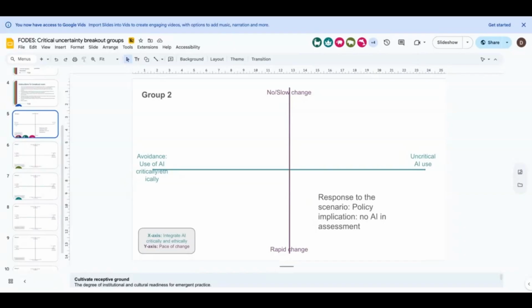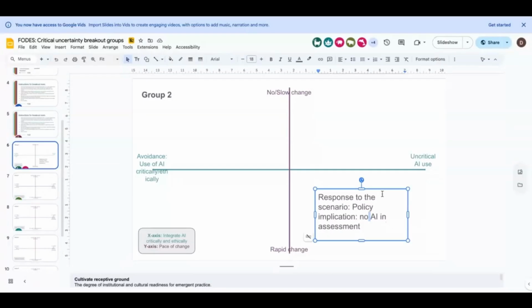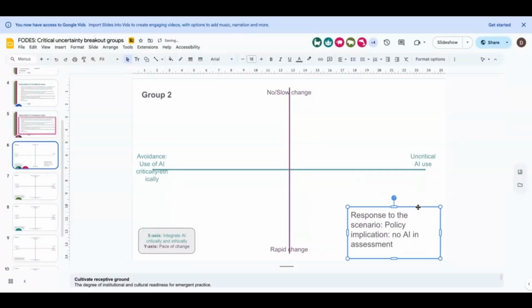So I see that Jade is saying no marking criteria or guidelines to assess. Where would we put that? How would we locate that idea?